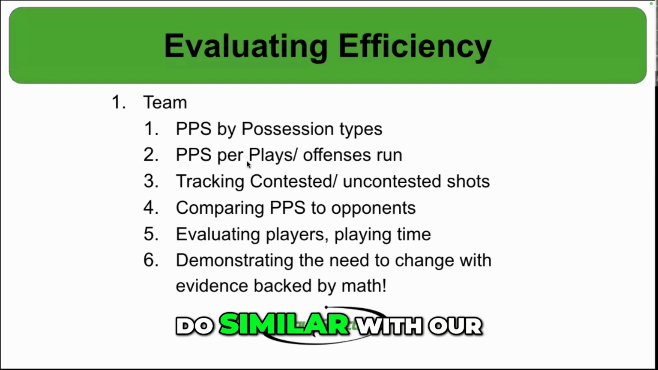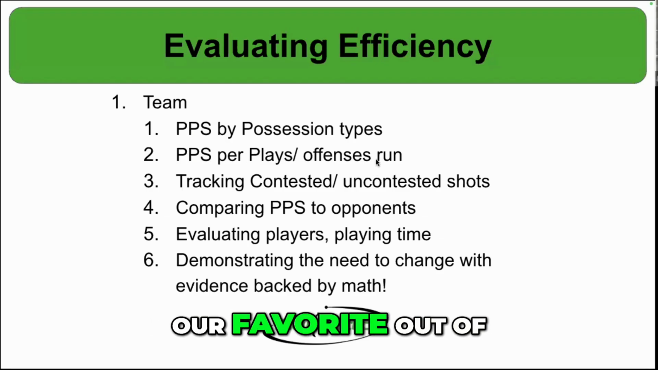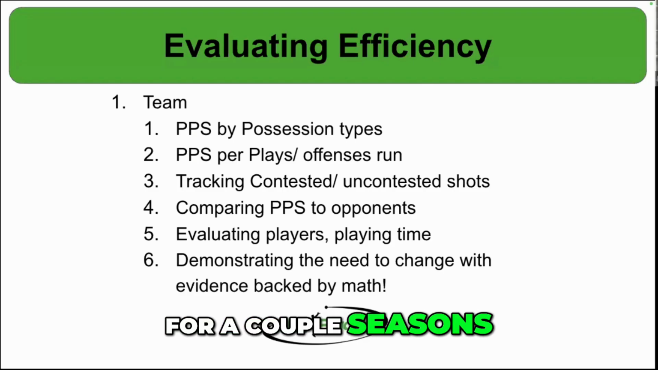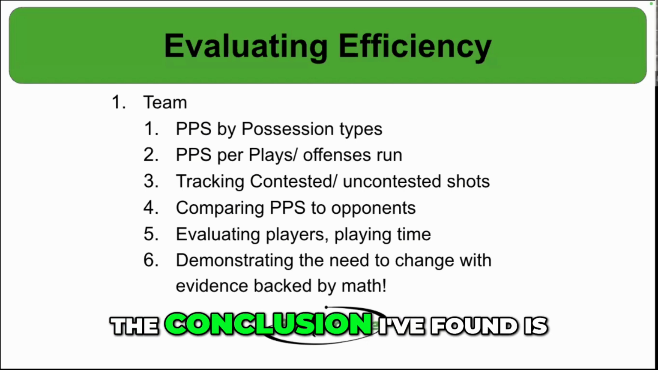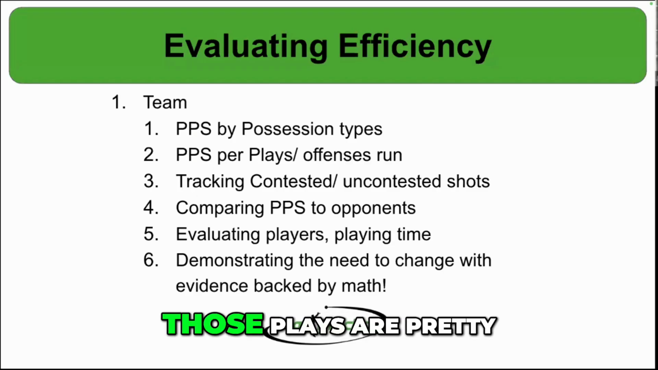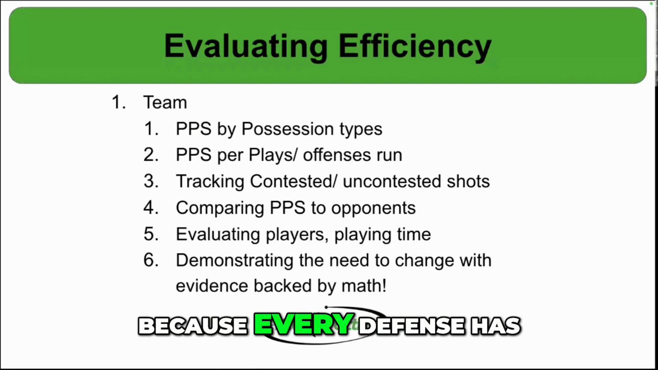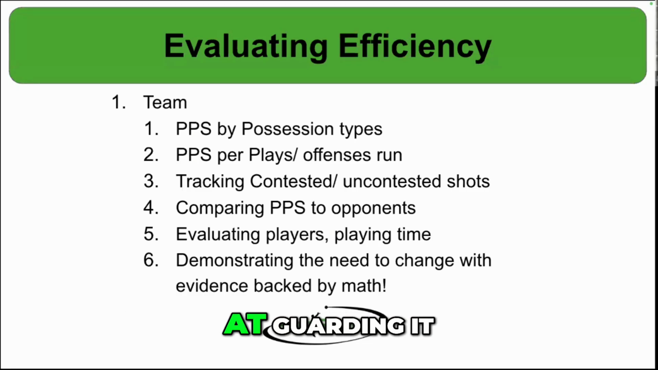And then we can do similar with our plays or our offenses, right? So let's say we have our favorite out of bounds play, which we all tend to get one by the time we're coaching for a couple seasons. Like we love this under the basket, box or stack, whatever it is, out of bounds play. Well, let's actually measure that, because the conclusion I've found is those plays are pretty crappy at points per shot value, because every defense has seen whatever variation of it there is, and they're pretty good at guarding it, right?